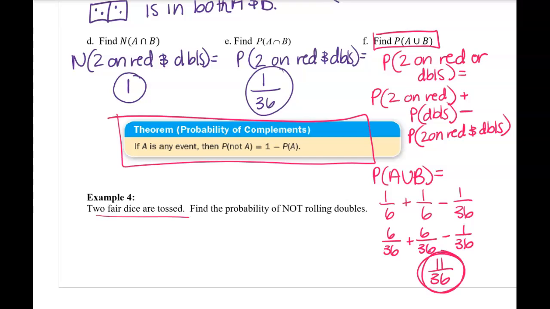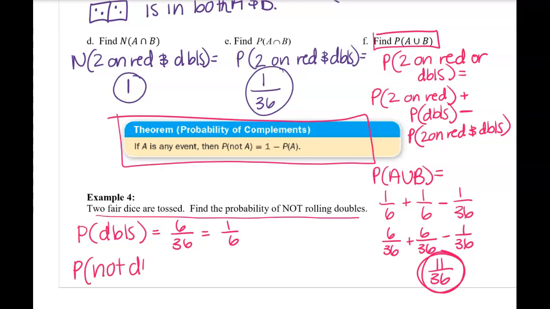So 2 fair dice are tossed, probability of not rolling doubles. Well, we know the probability of rolling doubles was 6 out of 36, or 1/6. So then the probability of not rolling doubles is going to be 1 minus that. 1 minus 1/6 is 6/6 minus 1/6, which is 5 over 6.